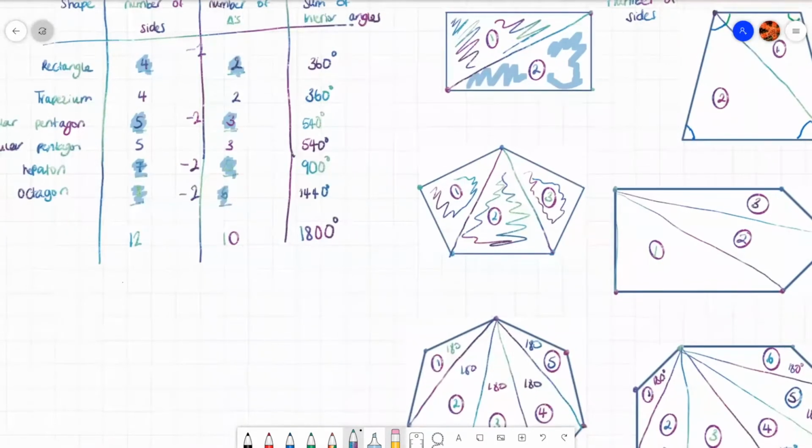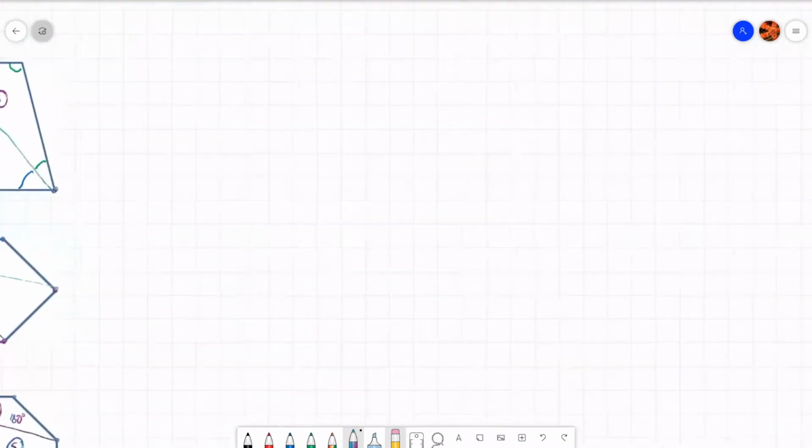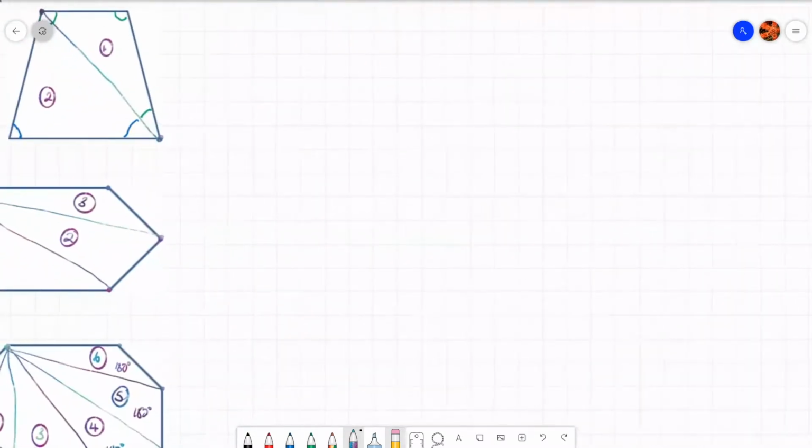What if I had a 25-sided shape? Well, 25 take away 2 is 23. So that means I could make 23 triangles in my 25-sided shape. Then I've got to do 23 times 180, which is 4,140 degrees. So that's what the angles would total up to in a 25-sided shape. Okay, so what I'm going to do is I'm just going to draw myself a pentagon.